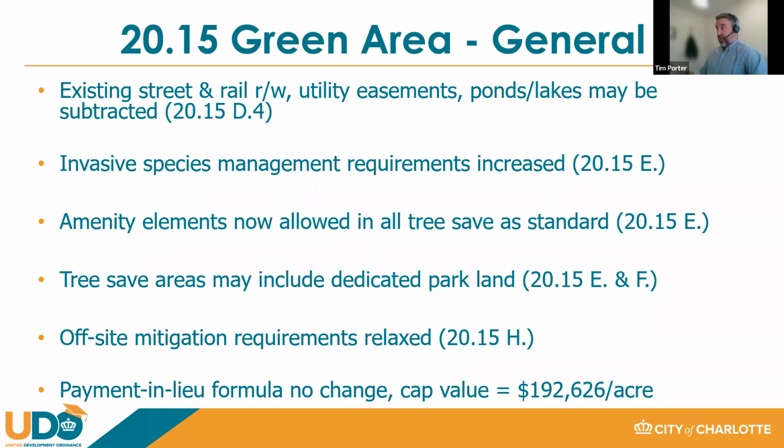As a standard going forward, amenity elements, gazebos, other types of trails, benches, there are more examples in the actual UDO in section 20.15E. They are allowable per standard. They'll have to be reviewed during plan review or after the fact to make sure the disturbance and impact on trees and tree save is limited. But by standard, they're allowed and they can be part of initial submittals.